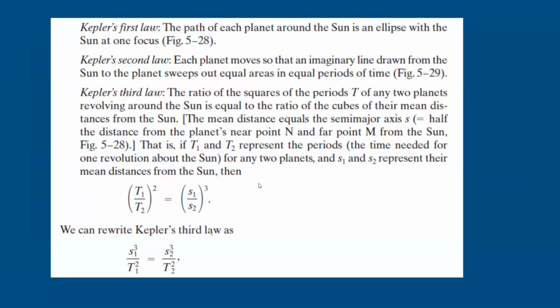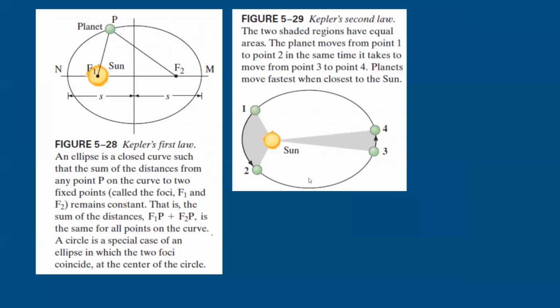So for Kepler's laws, we have three laws also. The path of each planet is about planetary motion. It's also in relation to gravitation and uniform circular motion, and having an elliptical orbit. So for Kepler's first law, the path of each planet around the sun is an ellipse with the sun at one focus. So this is an ellipse here.